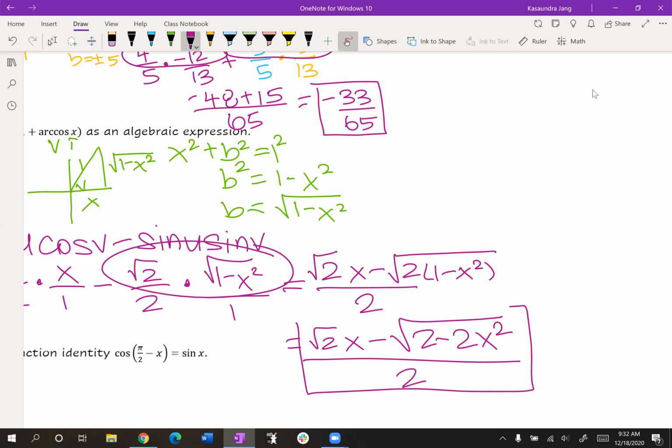It still has a bunch of x's in it, but their instructions said to have an algebraic expression, which made me think there's going to be some variables. It's not going to be straight up numbers. Okay, so there's my final answer. Do we have any questions?